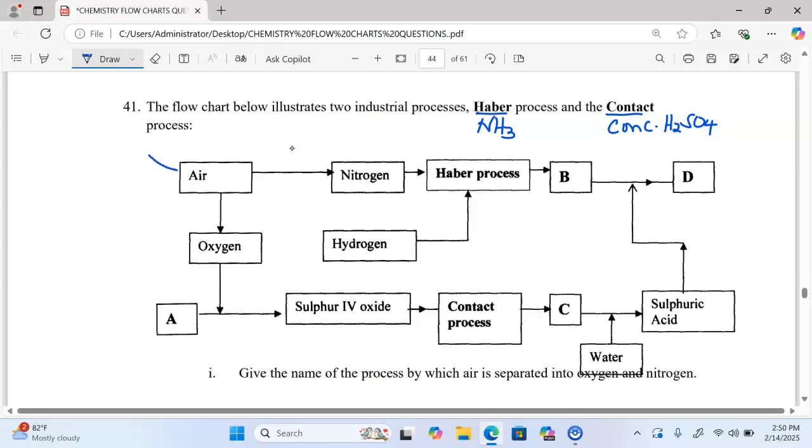And remember, air is a mixture of gases where we have carbon dioxide, water vapor, nitrogen, oxygen, and noble gases whose major component is argon. Before fractional distillation is carried out, carbon dioxide and water vapor are removed because the two readily solidify and would block the pipes. So we have air separating into nitrogen and oxygen through fractional distillation.